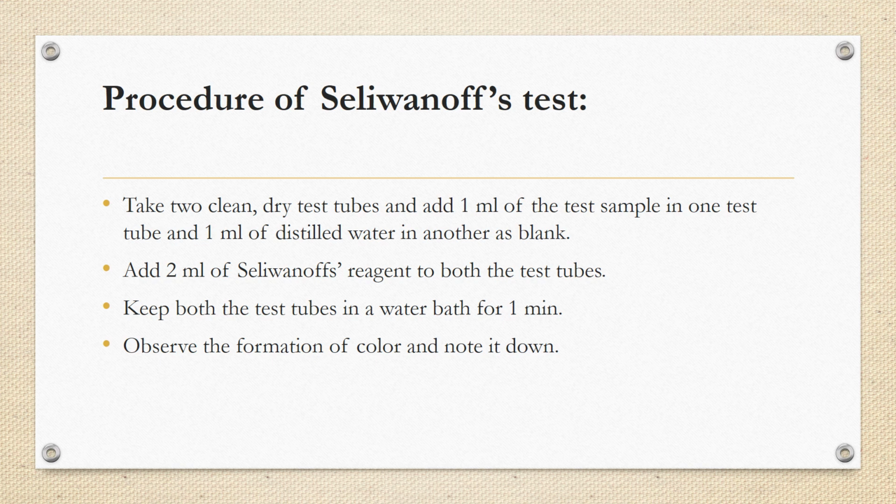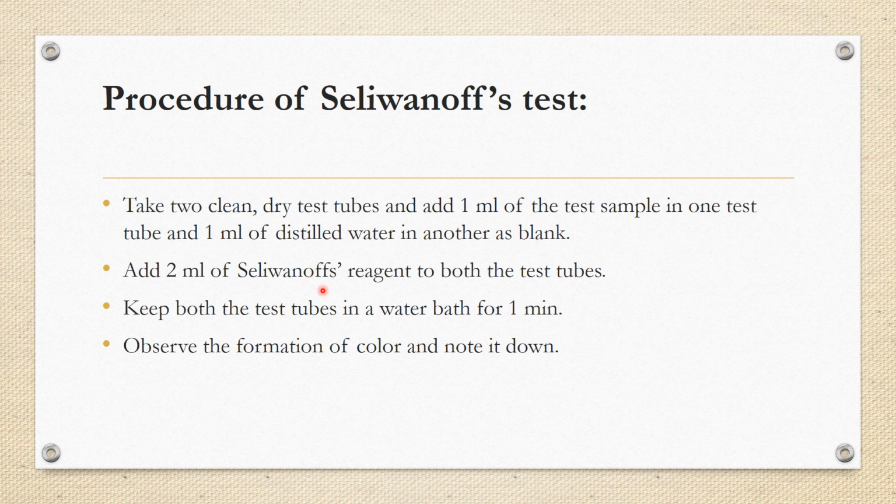Procedure of Seliwanoff's test: take 2 clean and dry test tubes and add 1 ml of the test sample in one test tube and mark it as a test sample, whatever the sample was, glucose, fructose, anyone. And in another test tube, add 1 ml of distilled water and mark it as a blank.